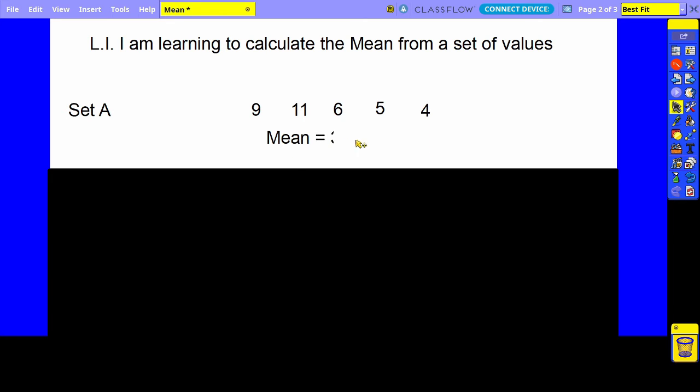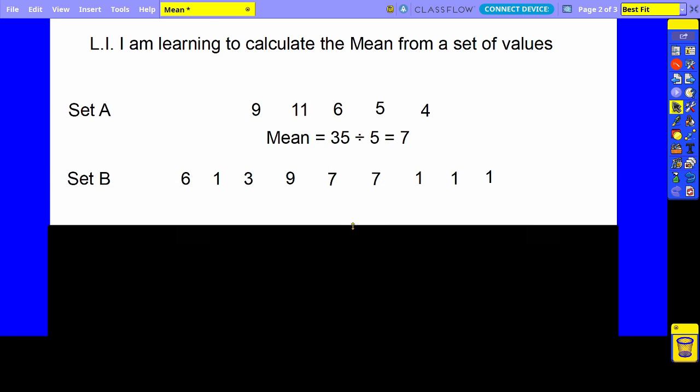So the mean in this case, when we add up all the numbers, we get the answer 35. When we divide that by 5, we get the total of 7. So the mean of this data set is 9 plus 11 plus 6 plus 5 plus 4 makes 35. Divide that by 5 and we get 7.